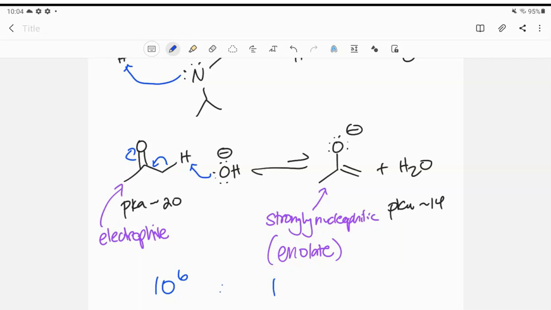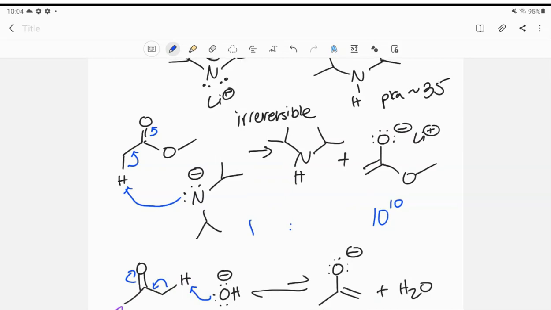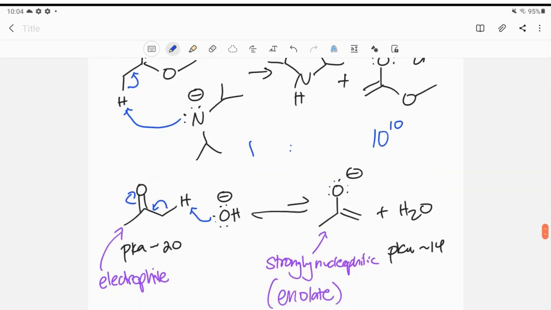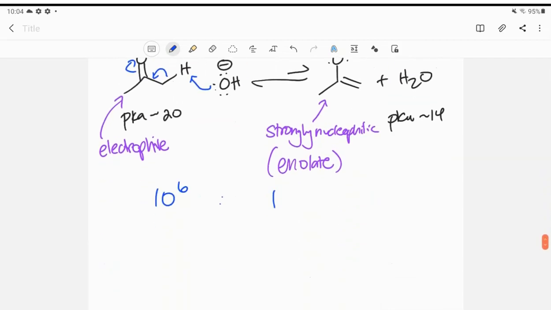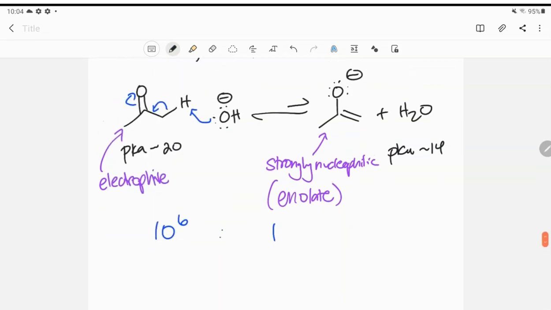Okay, so we look here though, pKa is 25, 35. In this case, we have 10 to the 10 to 1. So we see here that all of it is the enolate form. There's nothing left for the enolate to react with. So do we see why these are considered irreversible? 10 to the 10 power. That's what, 10 billion? So yeah, there we go. So that's the whole point of all this stuff. All right, so any kind of questions on the idea of choosing your base?